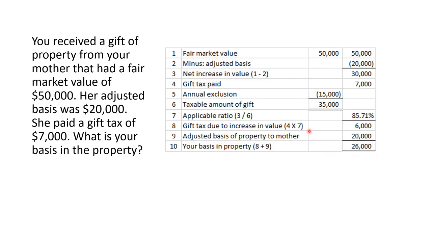I suppose if there's a tricky part to this, it's the fact that we need to subtract that annual exclusion to arrive at 35,000, then take the increase in the value and divide it by that net amount after we took the exclusion of 35,000 to arrive at our percentage of 85.71%.